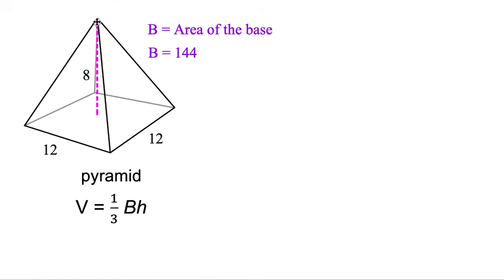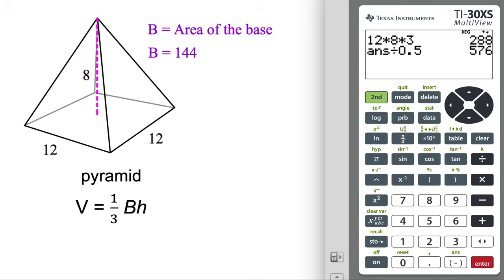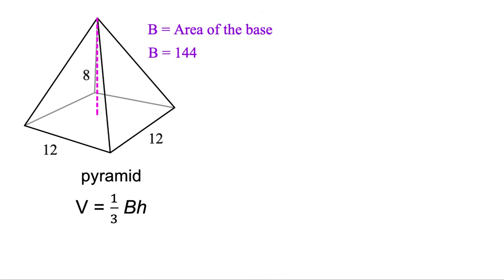By the way, if they give you a height, the slant height that comes along the side, that is not the droid you're looking for. We want the one that goes right into the middle. Okay, let's break out the calculator. We've got our 1/3 times our big B, 144, times our height, 8, and 384. Plenty of space to fill with mummies.